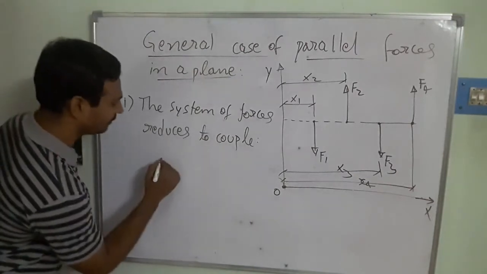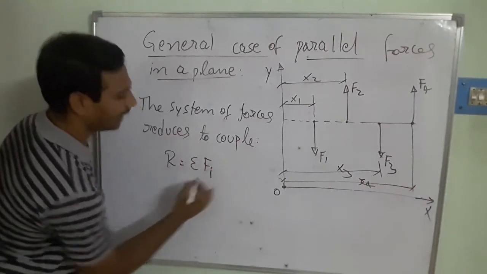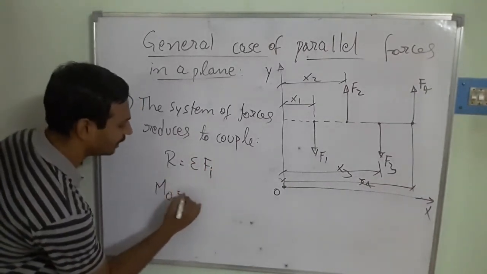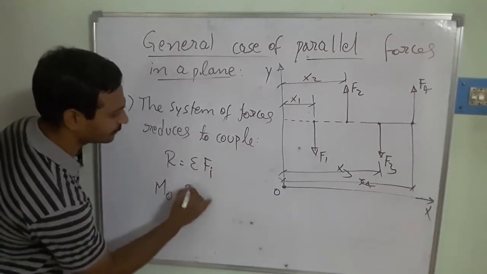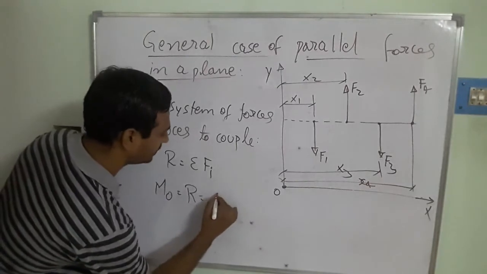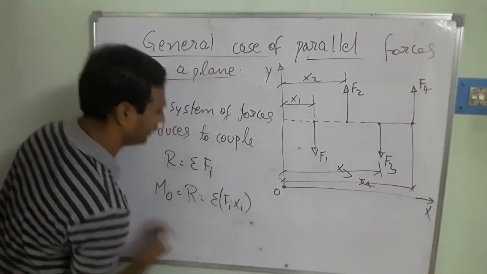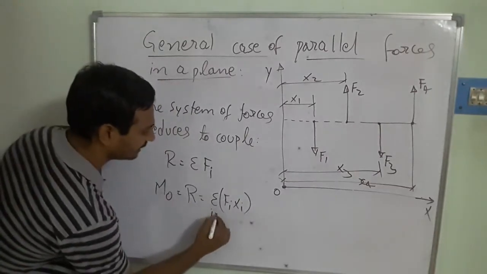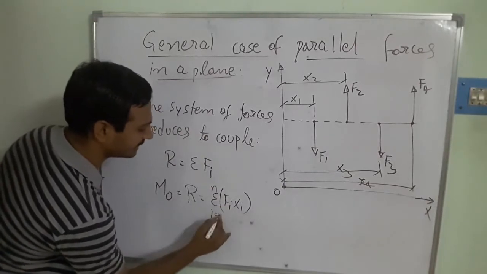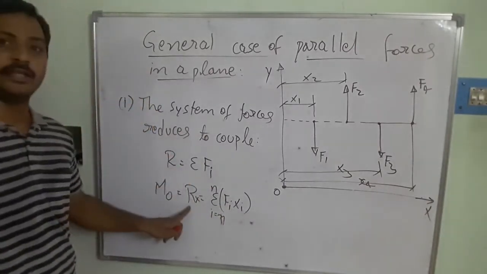So the symbol for the resultant component is equal to sigma Fi, already we discussed. Then the magnitude, that means the moments about the point O, is equal to R into the distance, that's going to be sigma Fi xi we need to be taking. So in this case i is equal to 1 to n we are going to be considering.